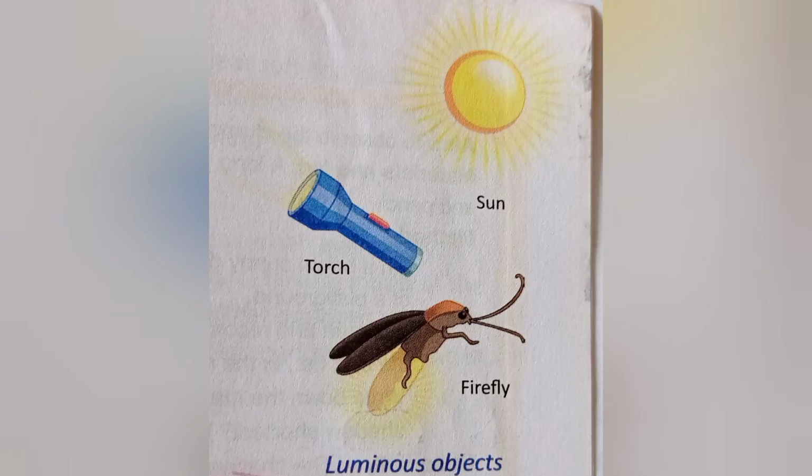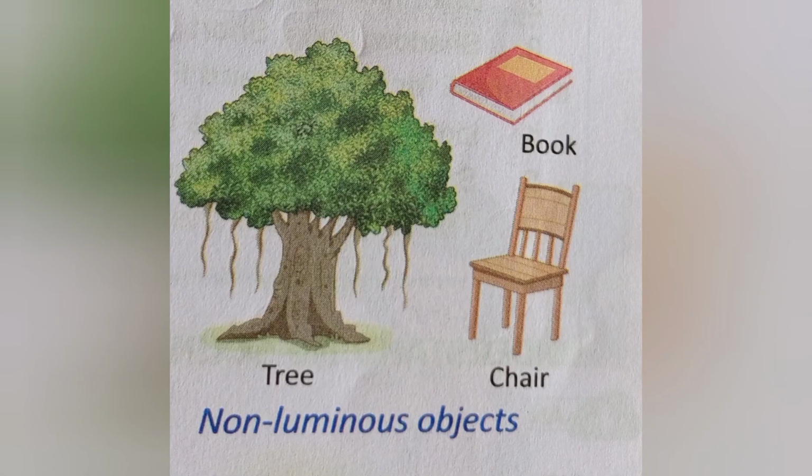The objects that can give us light are called luminous objects, and the objects which do not give us light are called non-luminous objects. Objects like table, chair, paper, bed, etc. are some examples of non-luminous objects.